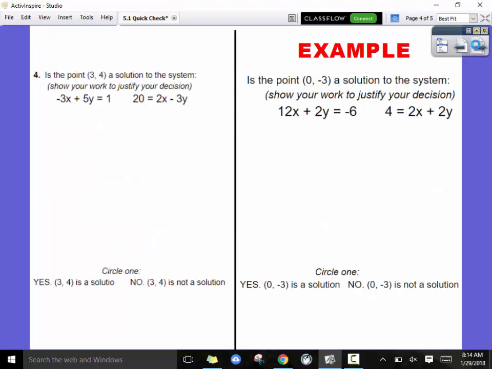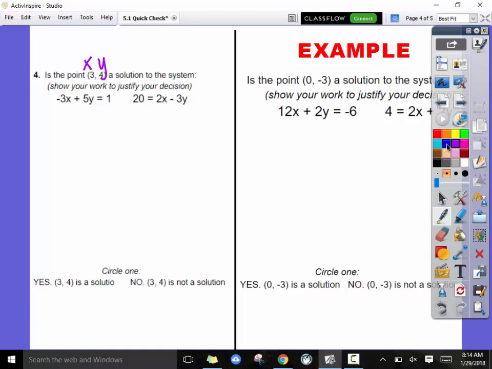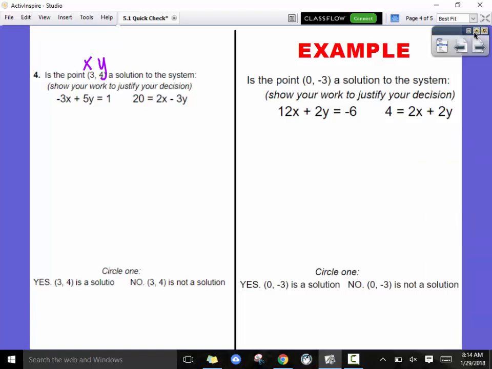And number 4 said, is the point 3, 4 a solution to the system? So this is just saying when you plug in 3 for x and 4 for y, does it work in your equation? It's like checking your answer. So we'll do one that's similar to that. It says, is the point 0, -3 a solution? Meaning x is 0, y is -3. So anytime I see an x, I'm going to plug in a 0. Anytime I see a y, I'm going to plug in a -3.